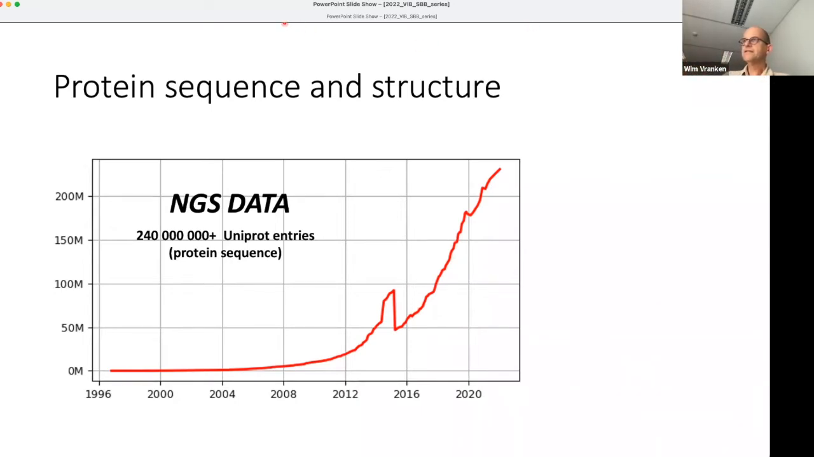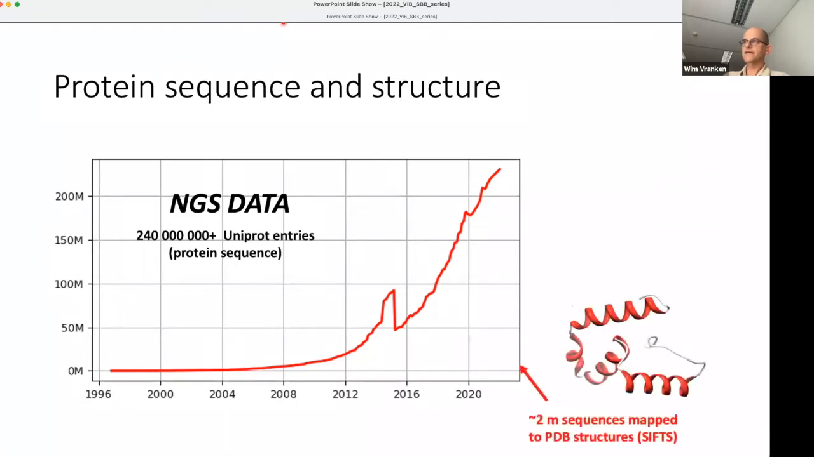And if you look at the structures from the PDB, then only about 2 million, or maybe 3 by now, of these sequences can actually be mapped to PDB structures. So for most of these sequences, we don't actually know the structure or the behavior. Part of that could be that these proteins do not have a very particular fold, or the fold has not been determined yet. This has also been coined the dark proteome.